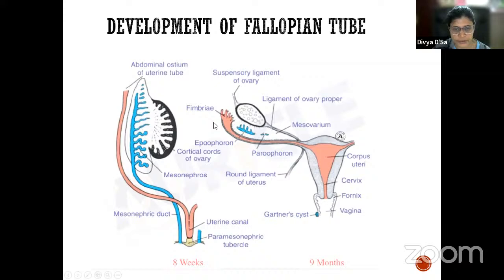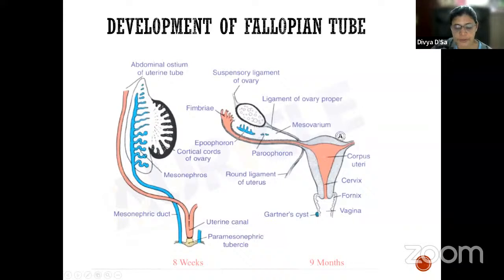The original site of invagination of the paramesonephric duct from the coelomic cavity, that is where the coelomic cavity projected, becomes the abdominal ostium, or the abdominal opening of the uterine tube. The fimbriae will develop later on around the margin of that ostium. Next is development of the uterus.